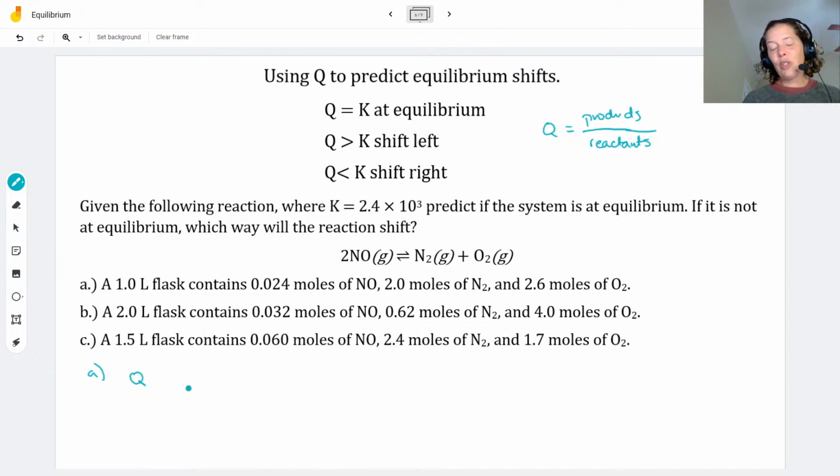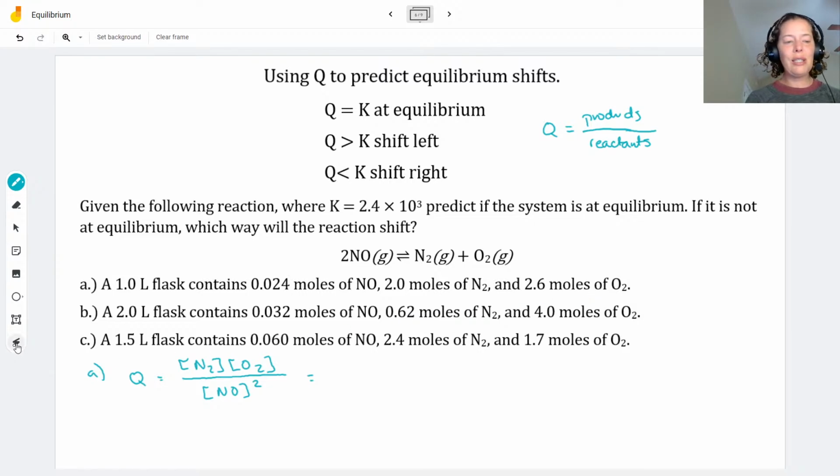Now, my expression for Q is going to be the same for all of these because it's just products over reactants raised to the stoichiometric coefficients. So these are both raised to the first power, and then my reactant is going to be squared. Okay, so you can see, again, I'm writing it the same way I write K, but this is Q because it's a test. We don't know if it's at equilibrium. So I'm going to put in my concentrations here.